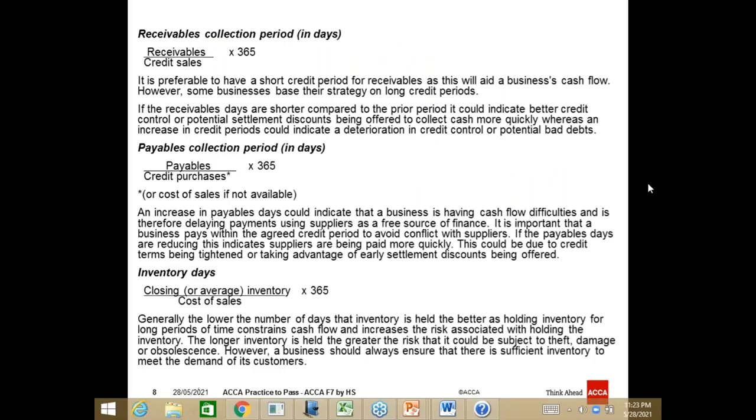Talking about the receivable turnover, if the liquidity position is worsening, it means the business is having a serious liquidity problem, which might affect the going concern of the business.